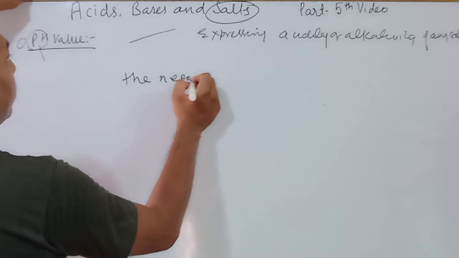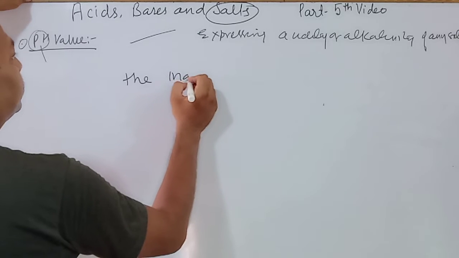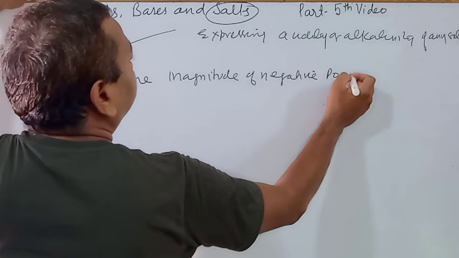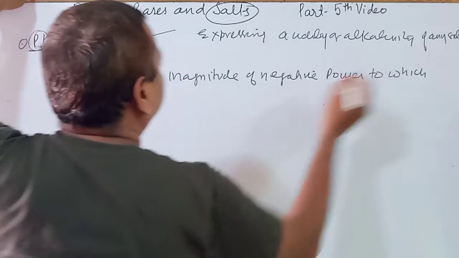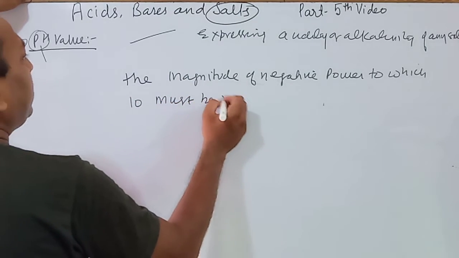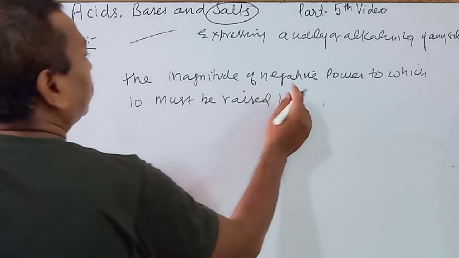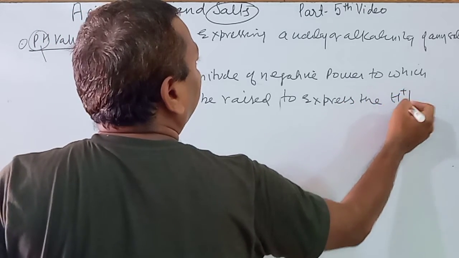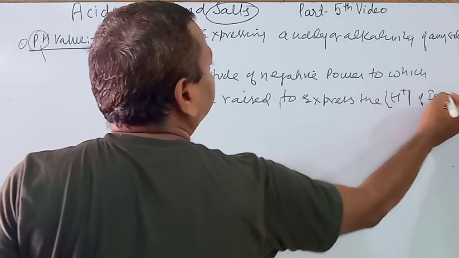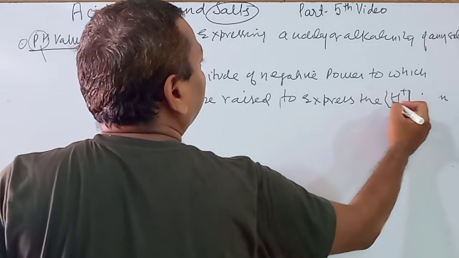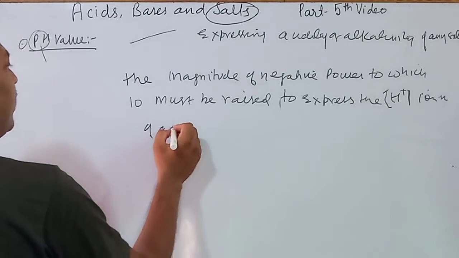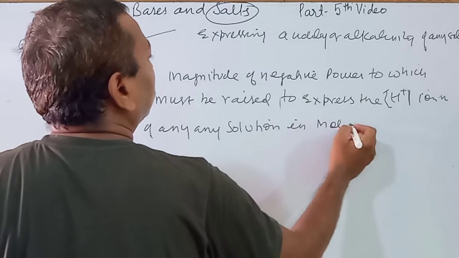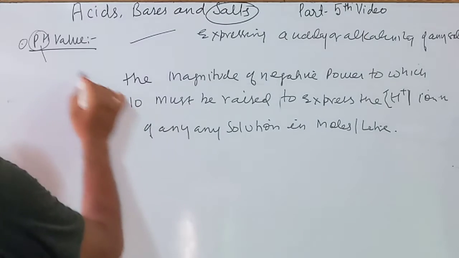pH: the magnitude of negative power to which 10 must be raised to express the concentration of hydrogen ion of any solution in moles per liter. So this is the definition of pH value.